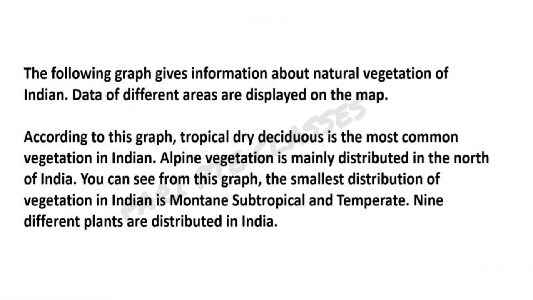The following graph gives information about natural vegetation of India. Data of different areas are displayed on the map. According to this graph, tropical dry deciduous is the most common vegetation in India. Alpine vegetation is mainly distributed in the north of India. You can see from this graph, the smallest distribution of vegetation in India is montane subtropical and temperate. 9 different plants are distributed in India.